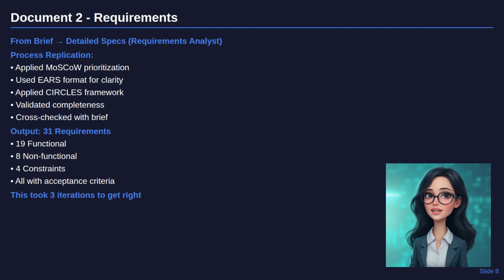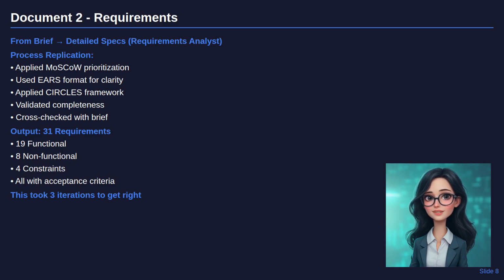The requirements analyst took that brief and created 31 detailed requirements. But look at the process it followed. This is crucial. It applied MoSCoW prioritization to separate must-haves from nice-to-haves. It used EARS format: entity, action, response, success criteria for clarity. It applied the CIRCLES framework to ensure completeness. It validated everything against the original brief. And it cross-checked for consistency.